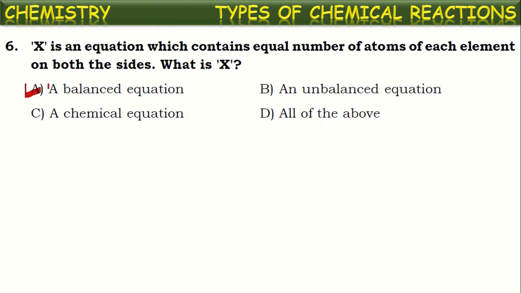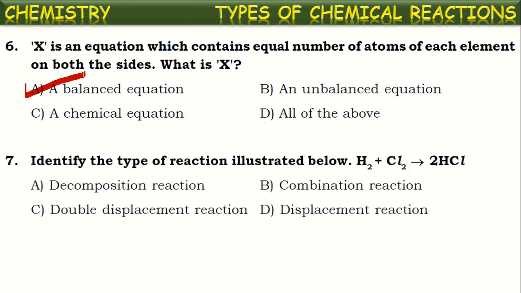It is called a balanced chemical equation. In a balanced chemical equation, number of atoms of all the elements on both the sides will be equal. That is called balanced chemical equation, which is also called stoichiometric equation. So here X represents a balanced equation.